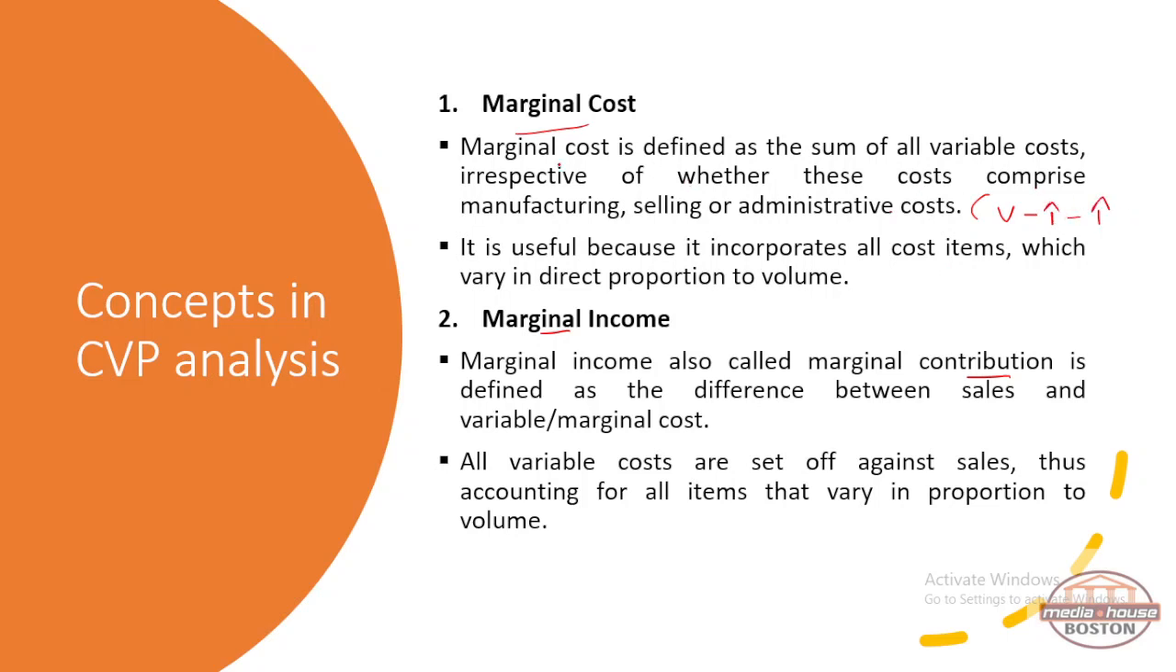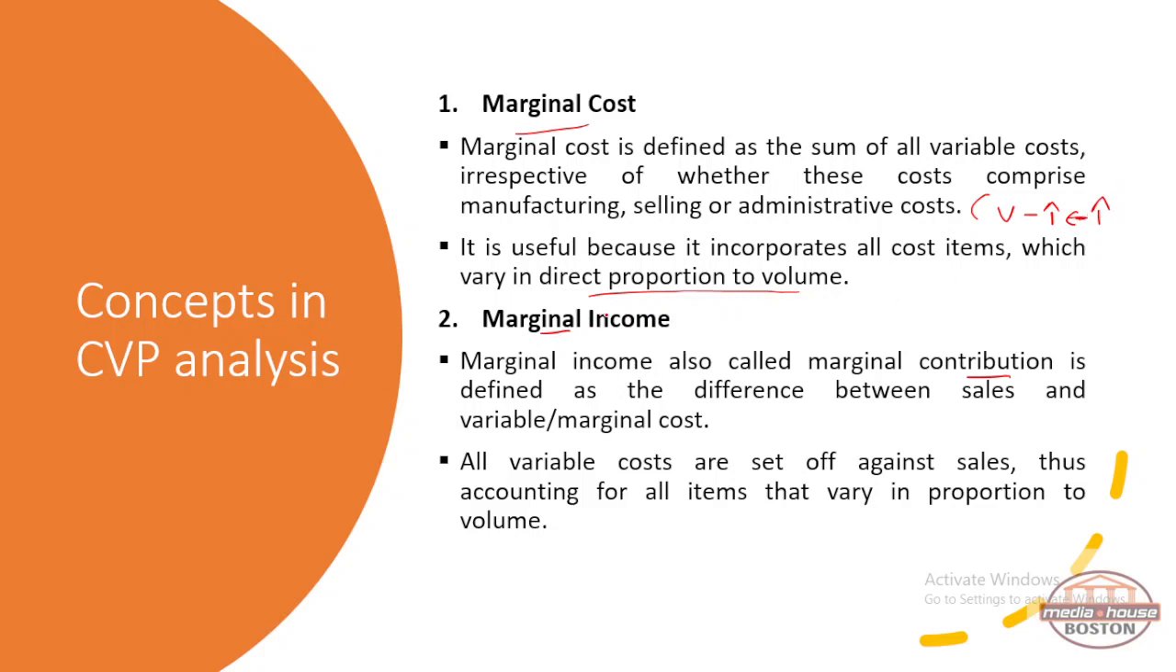So those are the costs that you're going to classify as marginal cost. Here it says that it is useful because it incorporates all cost items which vary in direct proportion to volume. Like I indicated here, to say that if volume goes up, the cost also goes up.